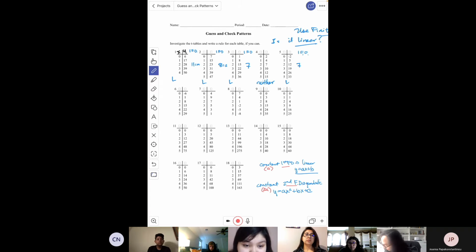Linear? And it is. And what is the first finite difference? 7, 7 again. What about number 7? Linear, quadratic, or neither? Neither. It is neither, so no rule for that. Number 8, linear, quadratic, or neither?